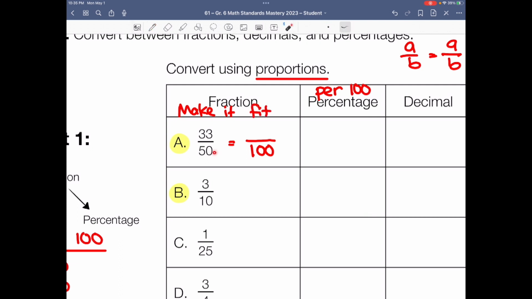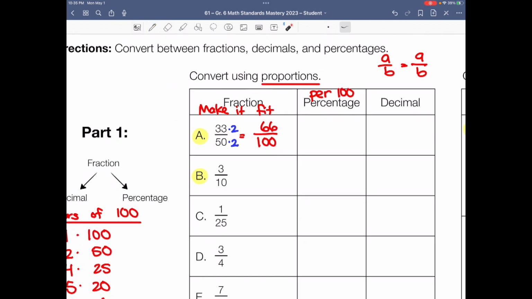So 50 fits into 100 2 times. Times 2 on the bottom, times 2 on top. 33 times 2 is 66. And now just say the answer twice. Once with per 100, and the second time with percent. So we have 66 per 100, 66%. And that's how you convert from a fraction into a percentage.